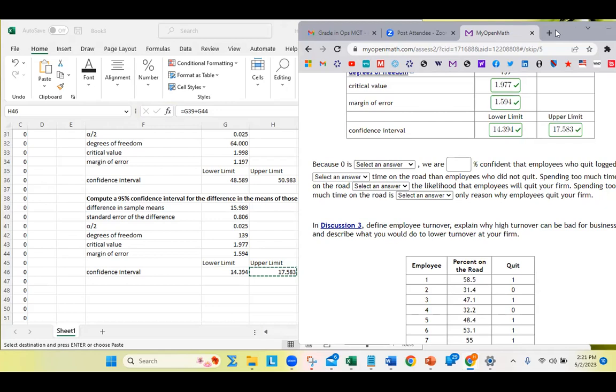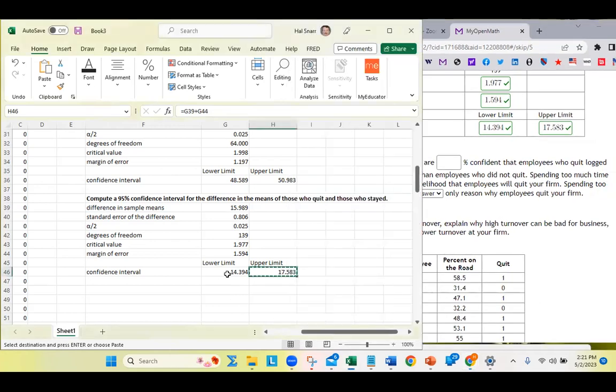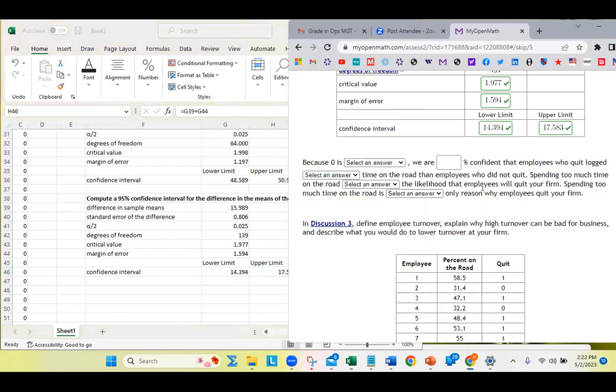Wait, I'm sorry. What did you do to get the lower limit again? You said we're taking the difference in sample means and subtracting off the margin of error. Got it, right? And then for the upper limit, we're just adding the two, right? And you said subtracting the margin of error. Sorry. That's all right. I got it. Okay, and you got the upper limit too? Yeah. All right.